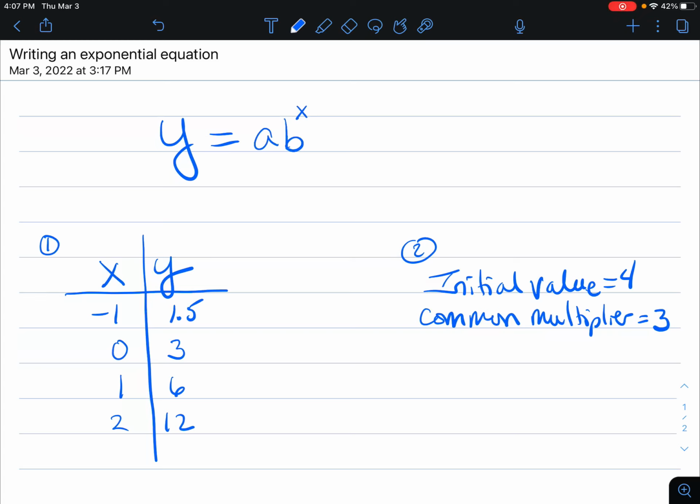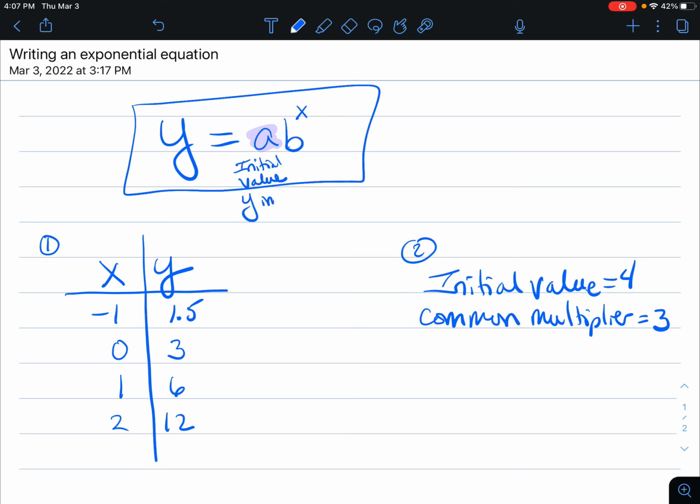Hi students, this video is going to help teach you how to write an equation for an exponential function. So first of all, this is the equation that we're looking at. This value is what we call our initial value. We can also call that the y-intercept.